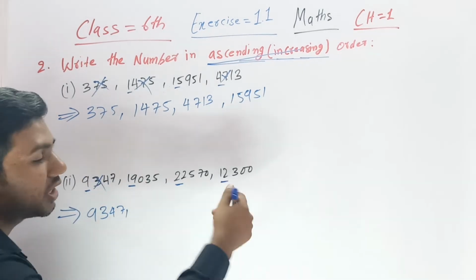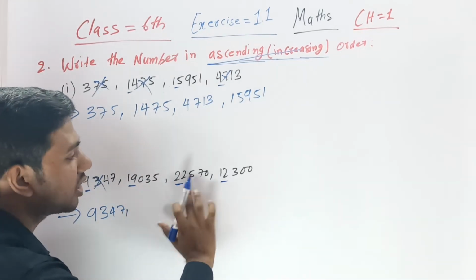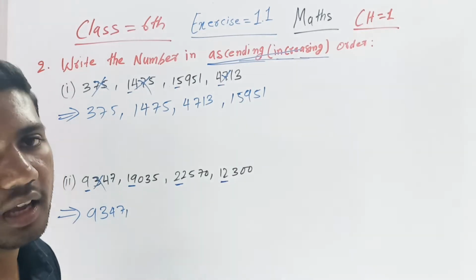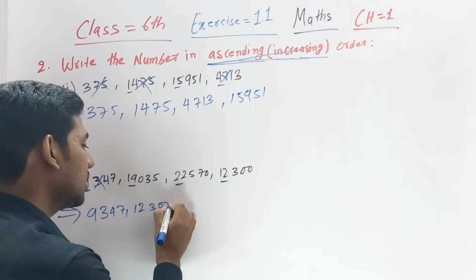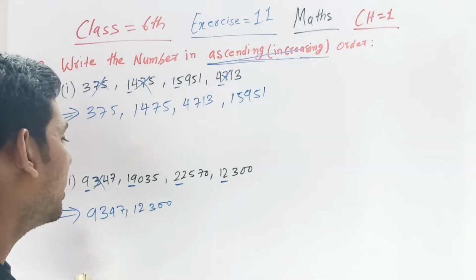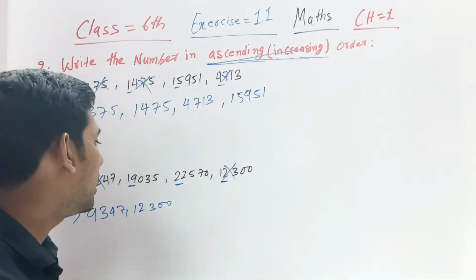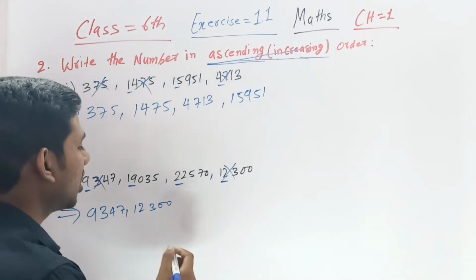Next, in this part is enough because I already wrote it, so this is the end. Among these three numbers, which is smaller? 19,000, 22,000, 12,000. Obviously 12,000 is the smaller one, so cut that 12,000. After that, which is smaller in that?